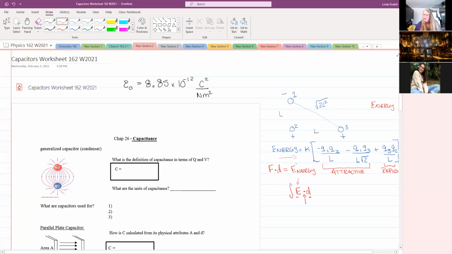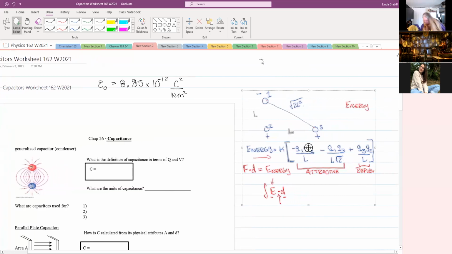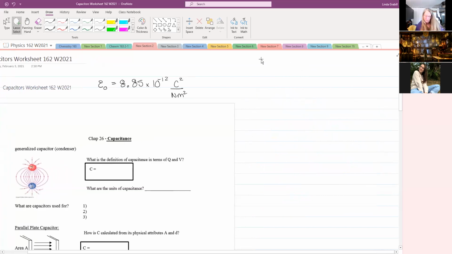Does that help at all with some of the confusion that came up with potentials and potential energy? Or maybe I should rephrase that question. Any questions on that? None? All right. I'm going to erase this and move on to something new. Let's go to our worksheet.